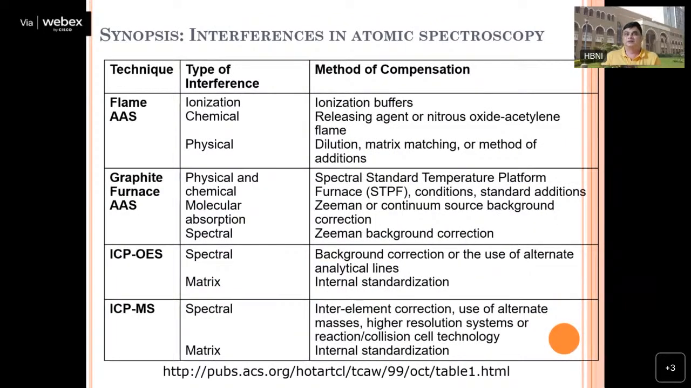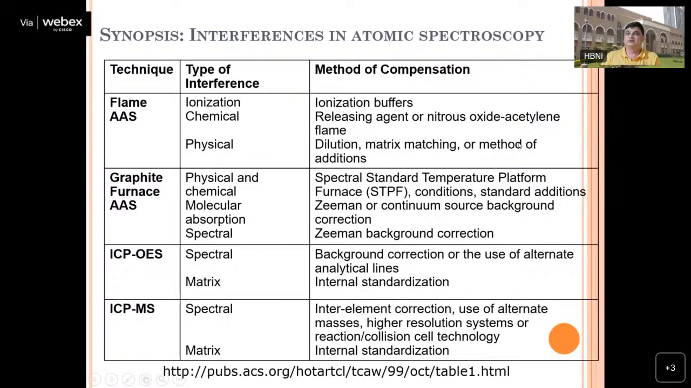Then there are the various interferences associated. In case of flame AAS, we have an ionization buffer or releasing agent, or we can use a low temperature flame or a high temperature flame, that is, the high temperature nitrous oxide-acetylene flame, and the low temperature air-acetylene flame. If you do not have the proper Beer-Lambert range, you can dilute your sample.